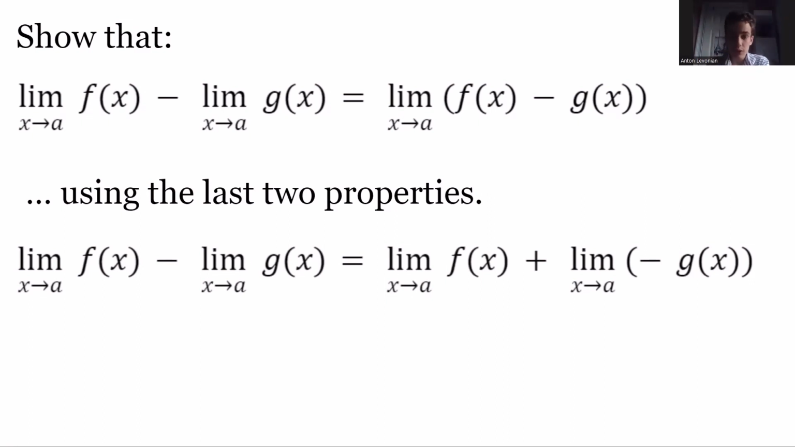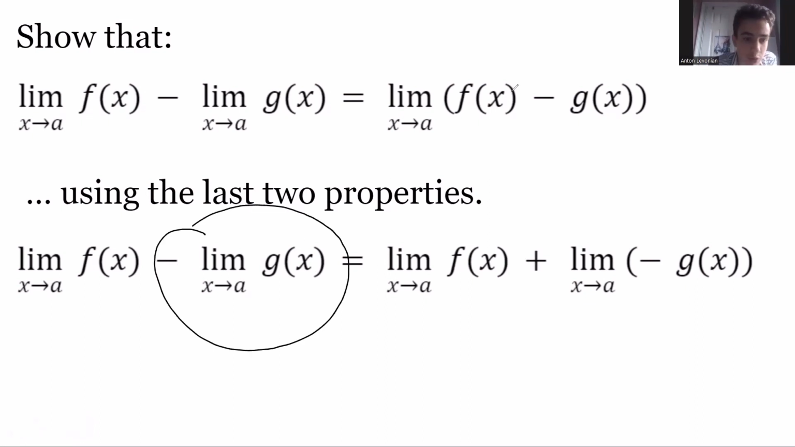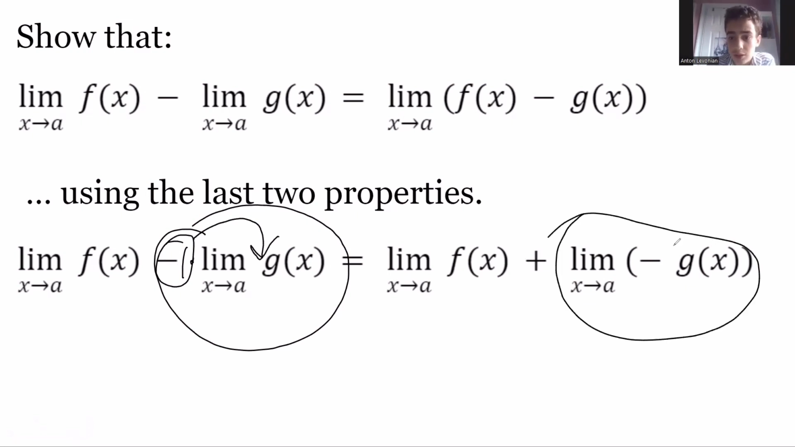So we use the last two properties, right? And we start with this initial expression, the limit as x approaches a of f of x minus the limit as x approaches a of g of x. And we can simplify this last part right here. I'm going to circle this last part, knowing that this is essentially -1 times whatever this is. And we can pull this -1 inside the limit by the constant multiple property. And so we get this limit right here.